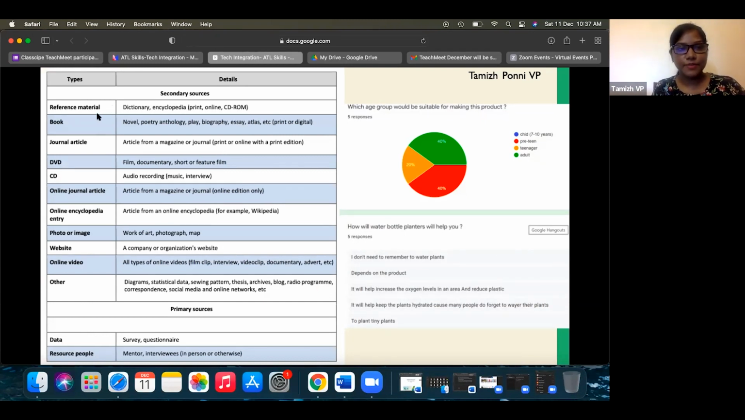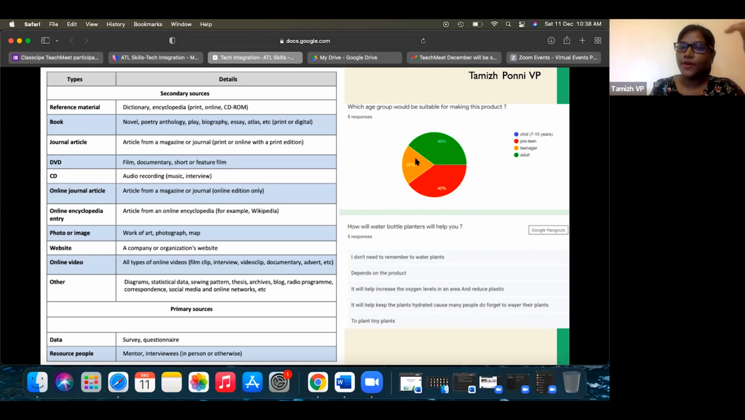And if I'm using a book, what kind of book have I used? From where did I use? How do I cite that particular source? All those things can be listed. And this is how I use Google survey form. And they have also used survey forms in their project.